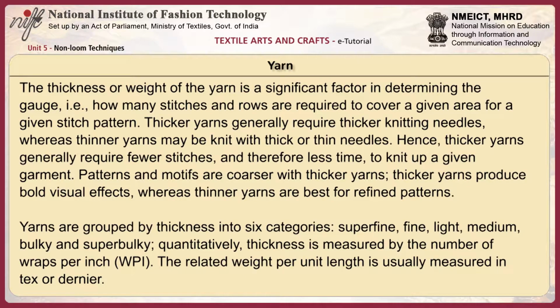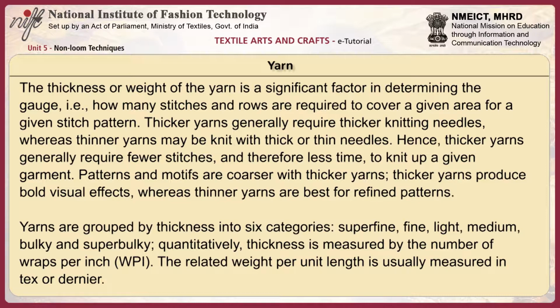The thickness or weight of the yarn is a significant factor in determining the gauge, that is, how many stitches and rows are required to cover a given area for a given stitch pattern. Thicker yarns generally require thicker knitting needles, whereas thinner yarns may be knit with thick or thin needles. Hence, thicker yarns generally require fewer stitches and therefore less time to knit up a given garment.